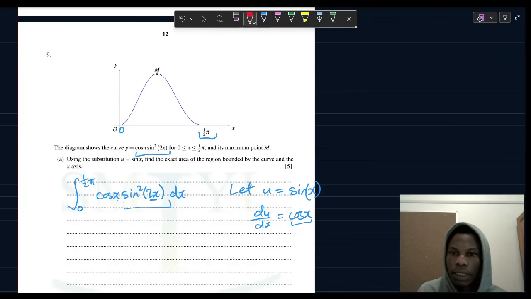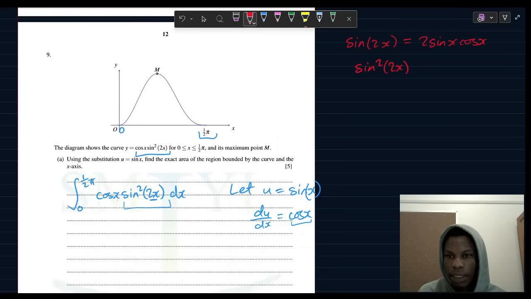So if we look at what we have, we've got an identity: sine 2x is equal to 2 sine x cos x, right? This is the double angle formula for sine. It's in the MF19, but here we've got sine squared 2x. So that's this whole thing squared. Because remember, it's just convention to put the power 2 here, but this is exactly the same as saying sine 2x all squared, which would be the same as (2 sine x cos x) squared.